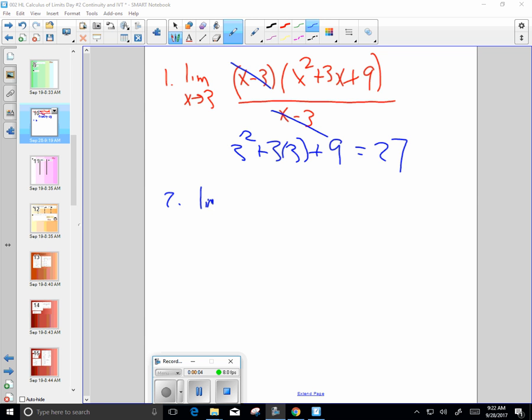A quick little review of limits. I took a very interesting one, the limit as x approaches 3 of x cubed minus 27 over x minus 3. It's a cubic, so we had to factor it using a formula. And the x minus 3's canceled out, and you got 27.